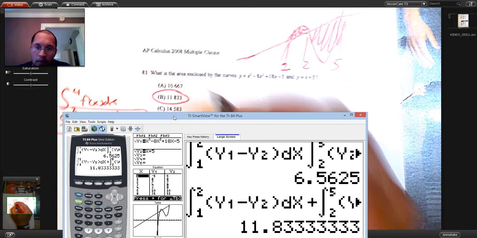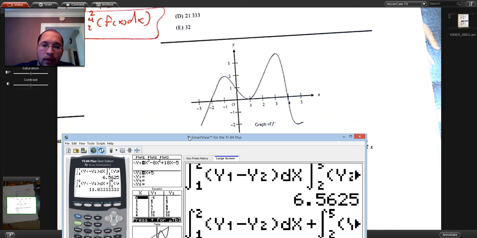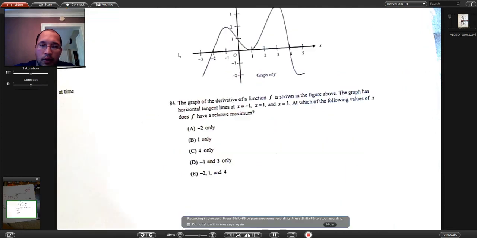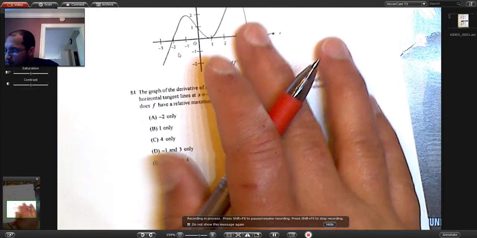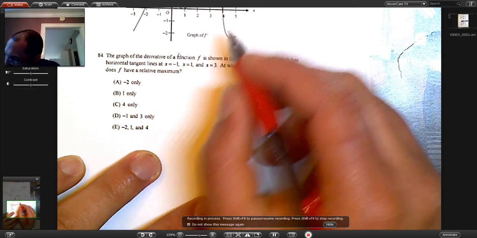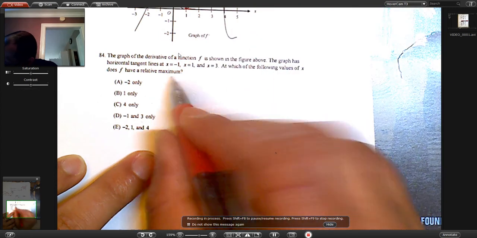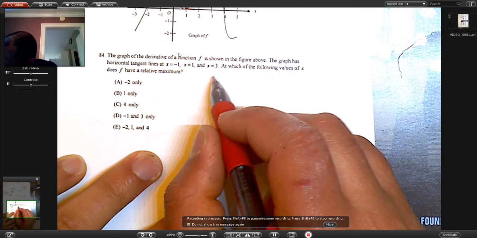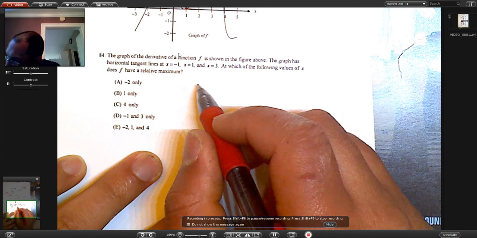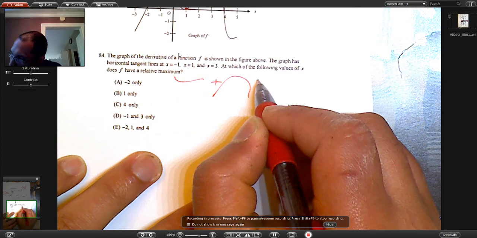Wow, that was aggravating. Okay, so now here's where you want to sip on your caffeine. Anything with snacks might come in handy. Just to graph the derivative. Horizontal tangent line, negative 1, 1, 3. I'm not really fading yet. This is a good derivative function, so where does it have a relative maximum? The relative maximum is where the derivative goes from positive to 0 to negative.